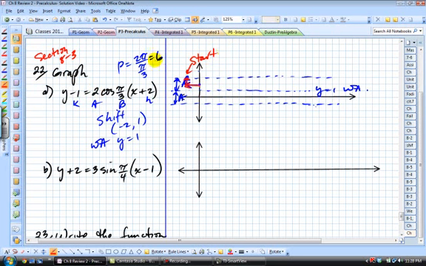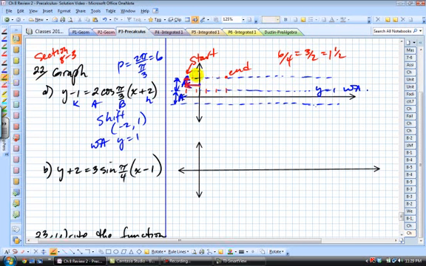Then I go over 6 units to the right: 1, 2, 3, 4, 5, 6. This is where I end. And I have to divide that up into 4 equal parts. 6 divided by 4 equals 3 divided by 2 equals 1.5. So there's a 1.5 here, 3, 1.5, and then there we go. So divide up the interval into fourths.